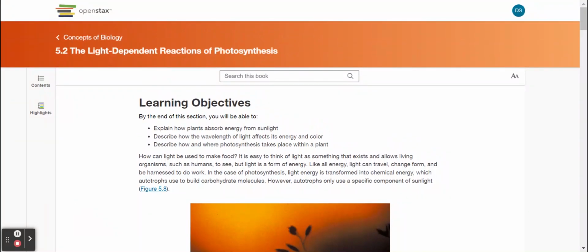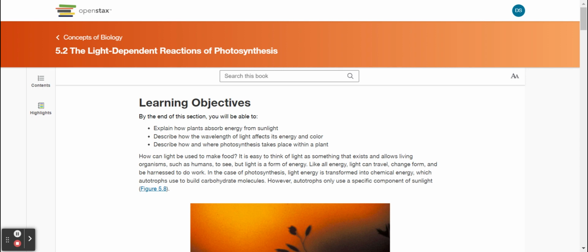Section 5.2, the light-dependent reactions of photosynthesis. By the end of this section, you will be able to explain how plants absorb energy from sunlight, describe how the wavelength of light affects its energy and color, and describe how and where photosynthesis takes place within a plant.